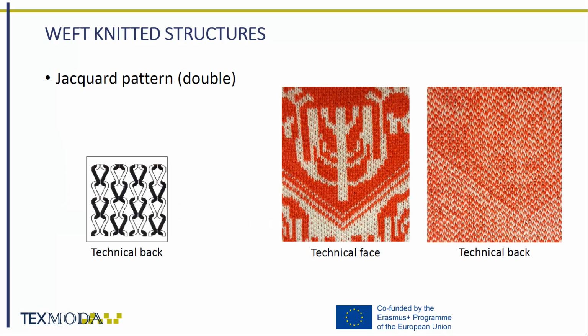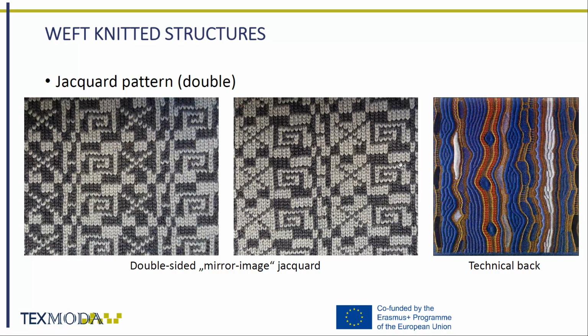Another variant of the double jacquard is shown in this slide. In this case, colors on the face side are situated according to the pattern, and on the back side, loops of two colors are situated in both transverse and longitudinal directions in turn. Double weft knitted jacquard structures also can have very fashionable construction, as it is shown in this slide.